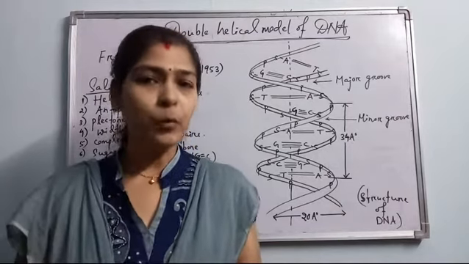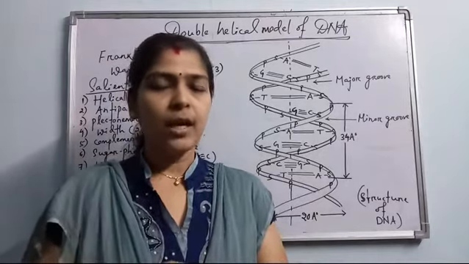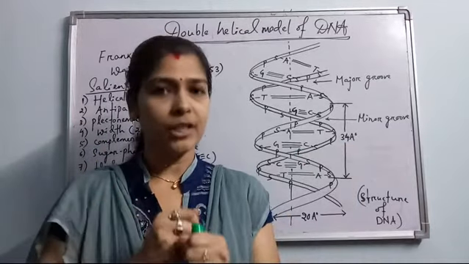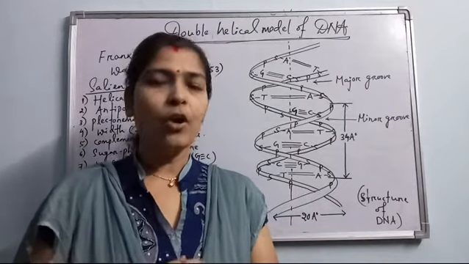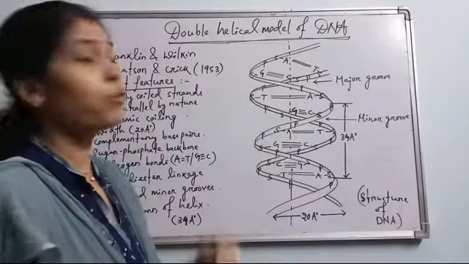Actually, who proposed this structure, how this double helical model is stabilized, and how the two polynucleotide chains of DNA are coiled around each other forming the double helix. What are the salient features of this model? All these things we'll discuss here. Okay, so let's discuss the double helical model of DNA.